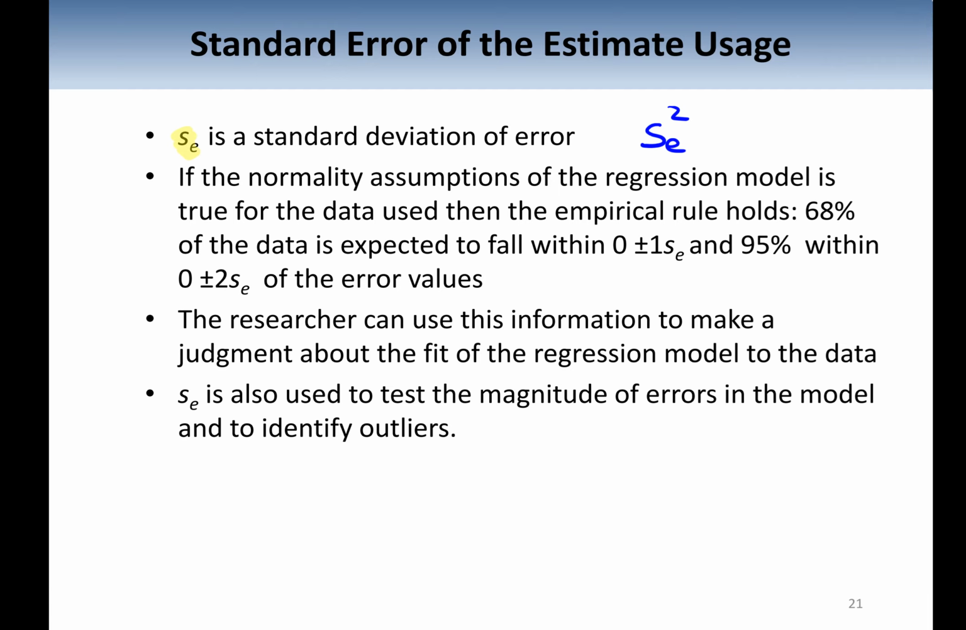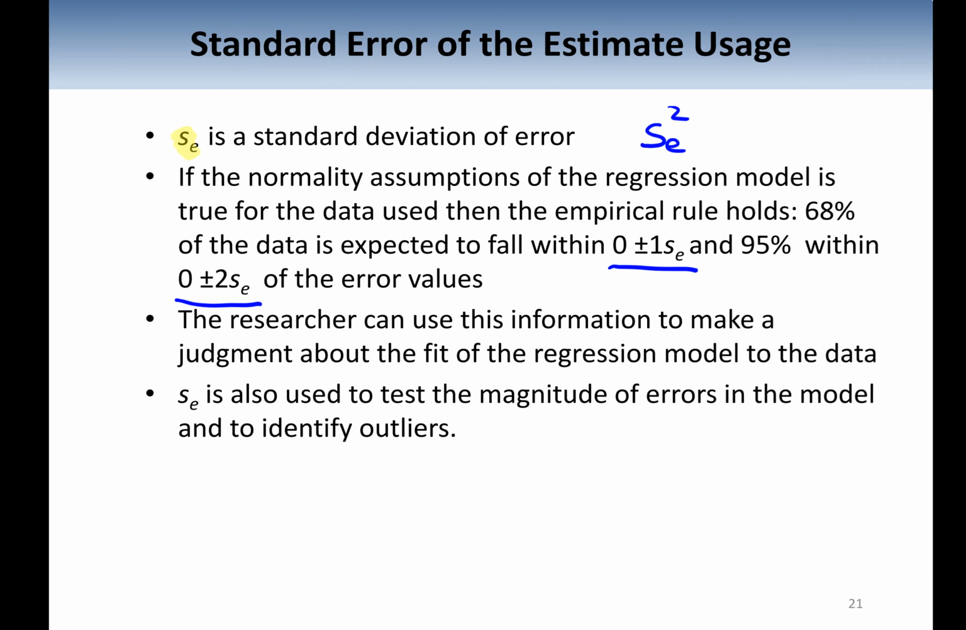If the normality assumptions of the regression model hold true for the data used, then the empirical rule holds. That means 68% of the data is expected to fall within 0 plus or minus 1 standard deviation of the errors, and 95% are expected to fall within 0 plus or minus 2 standard deviations of the error. The researcher can use this information to make a judgment about the fit of the regression model to the data. It really is dependent on the context of the model.